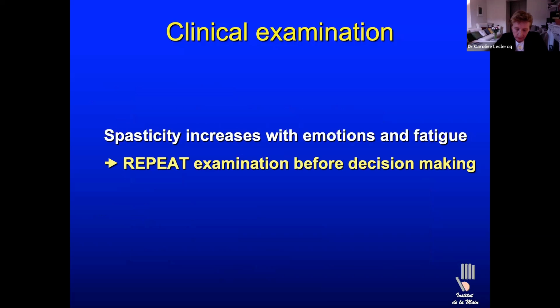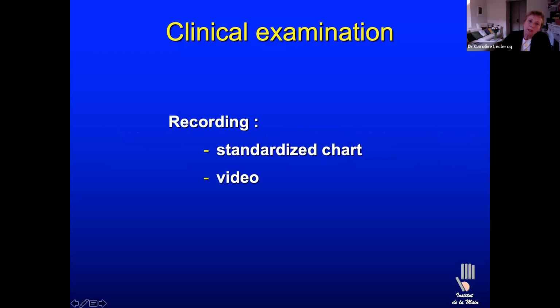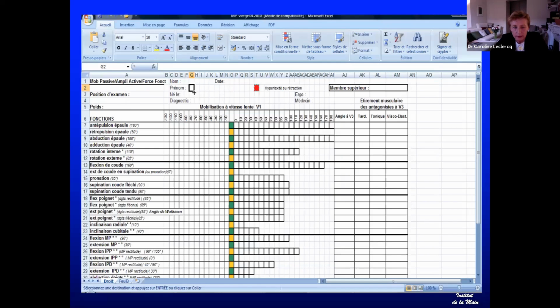This really takes time, and provided this is done, I think we can get a lot of information from the clinical examination. We never embark into surgery after a single examination. Again, spasticity varies, so it is important to see the patient several times in order to have a better idea of what we need. We tend to do a lot of recording of our clinical examination. We try to use standardized charts. This is one. There are many.